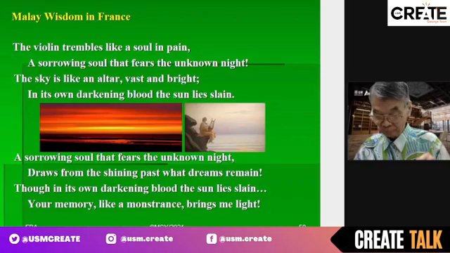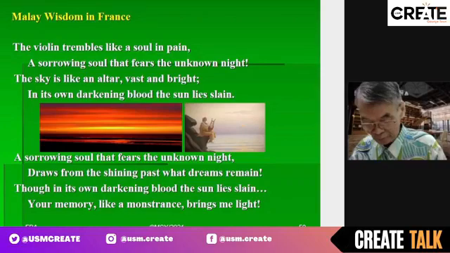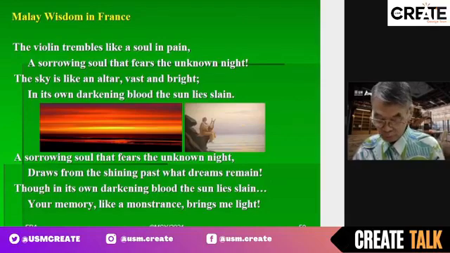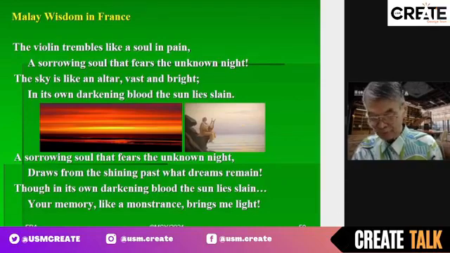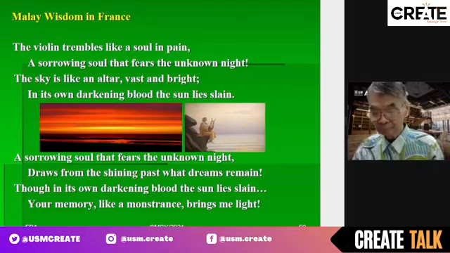It's quite romantic in nature, but we are not very certain when he mentions your memory, whether he is talking about his partner or he is referring to the Lord. Your memory, but cannot be the Lord because like a monstrance. Monstrance is a symbol of Jesus, brings me light. Maybe it's really a memory of the partner.